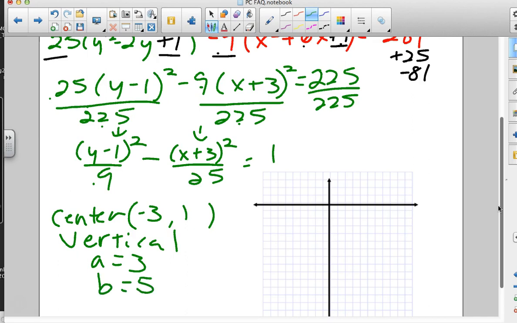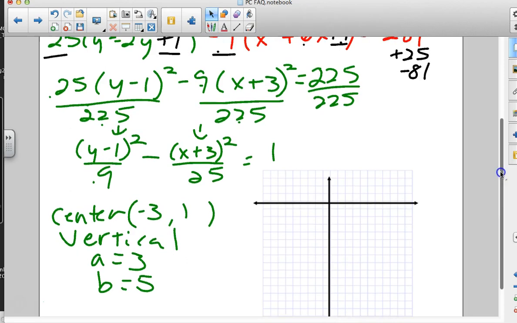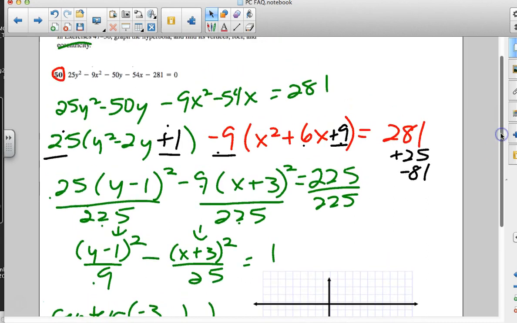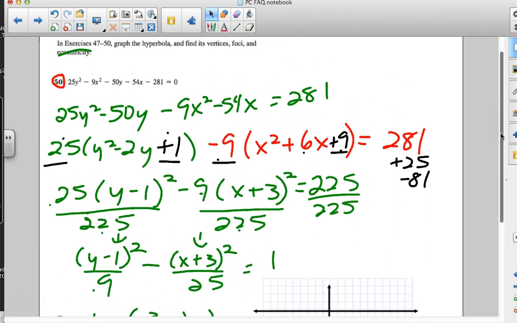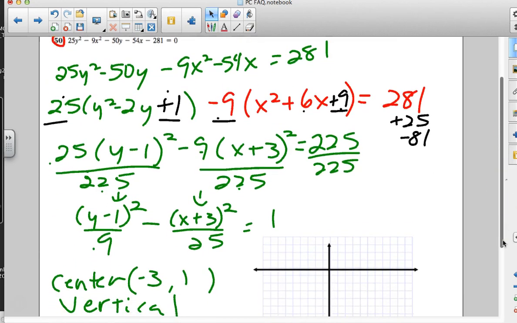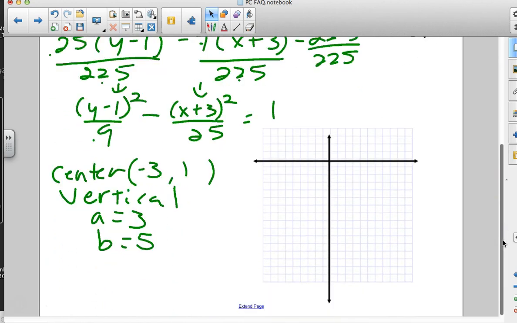So we can start getting some of this information on here so that we can give them everything they wanted, because way back up here we were to graph the hyperbola. So nice that they told us that. We could have figured that out on our own, but find its vertices and its foci. So let's get this on here.